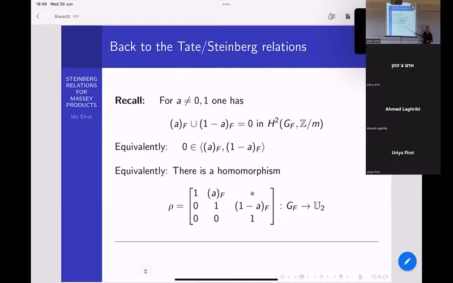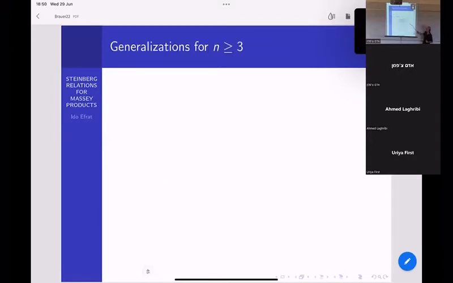Okay, but when you put this in this way, it really calls for generalizations. What happens if you take not U2, but higher UNs and put on the super diagonal some other more complicated lists of Kummer elements? So what generalizations can we have? Okay, we can have generalizations. Here I take n to be at least 3. And I need to assume that the characteristic is prime to n.